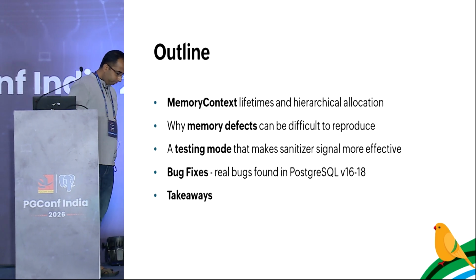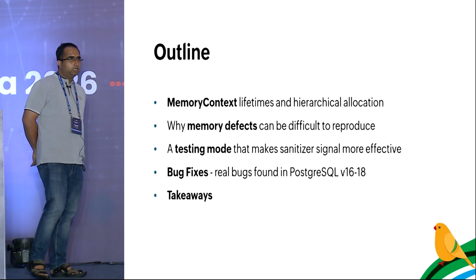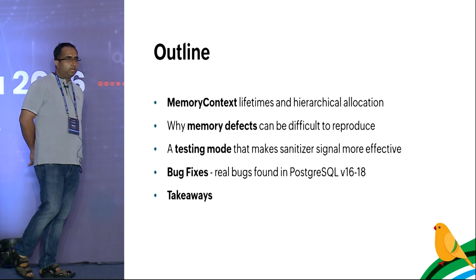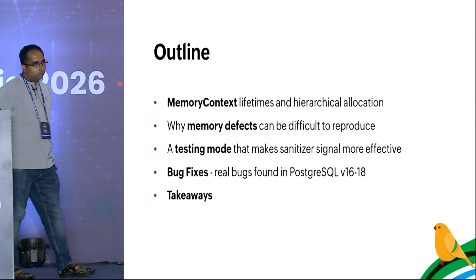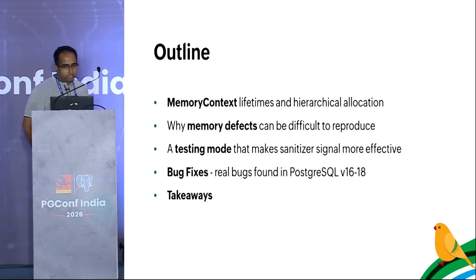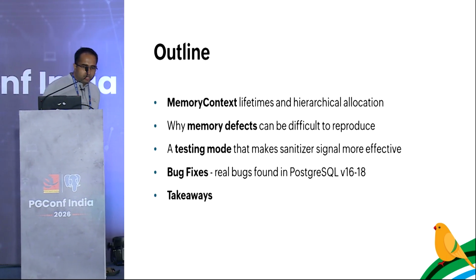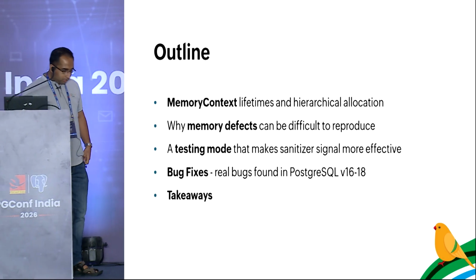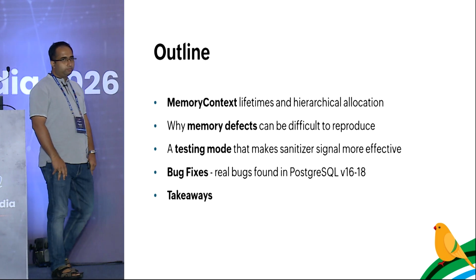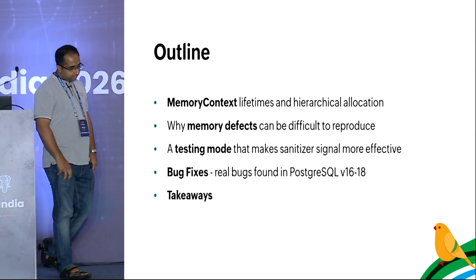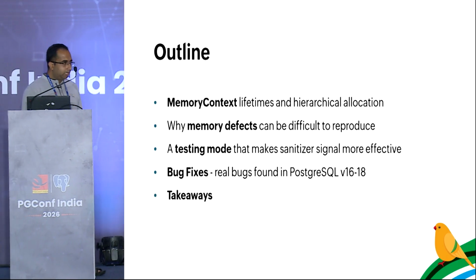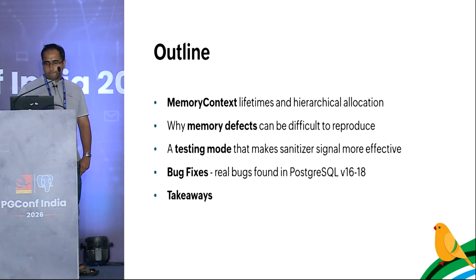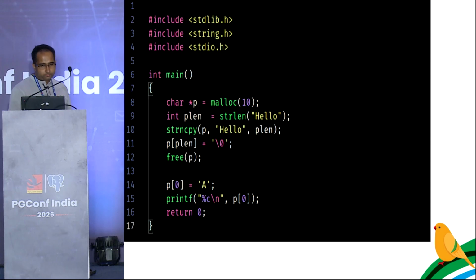Okay. So just to set the outline of the talk, we'll look at what memory contexts are, what the lifetimes are, and a bit about what hierarchical allocation is about. And we'll look at memory defects and why these issues can be hard to reproduce. After that, we'll look at a testing mode which can make the AddressSanitizer signal more effective. And finally, we'll look at a few bugs that we have found between PG version 16 to 18. And we'll conclude with the takeaways, right?